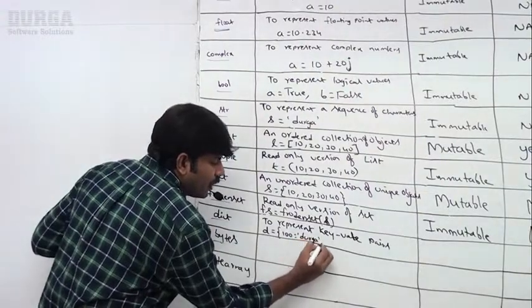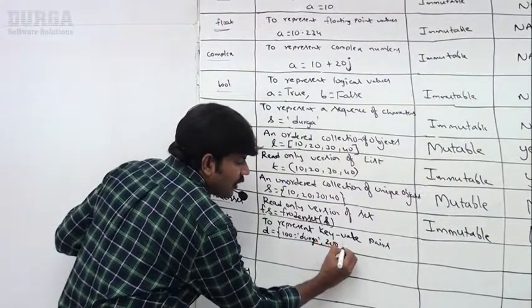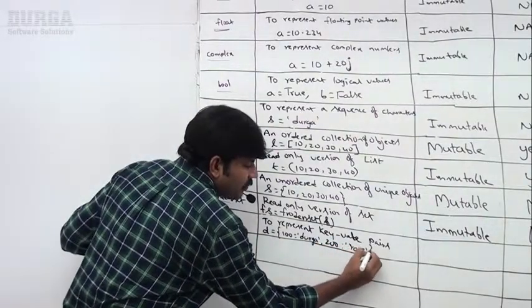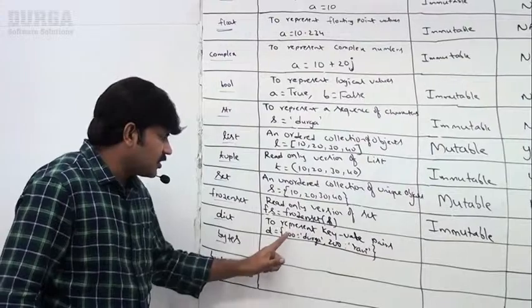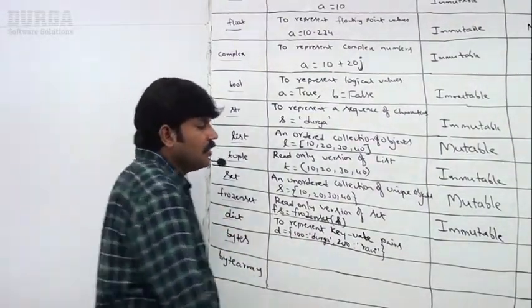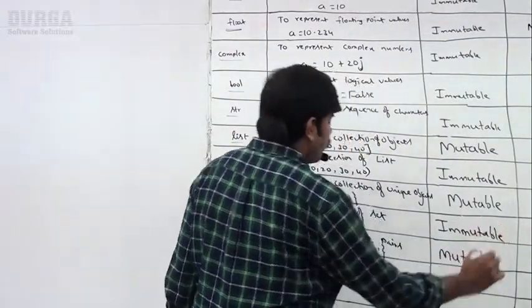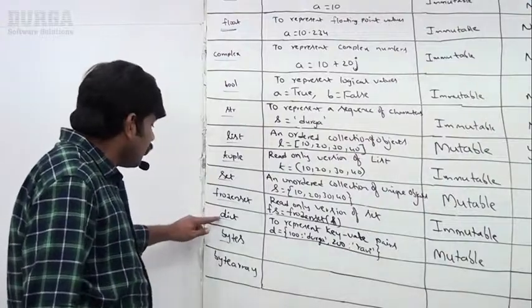Key colon Durga, like key value, comma, 200 colon Ravi. Like this I'm taking, sir. So, two key value pairs I'm taking. Now, is dict mutable or not? Happily, you can perform any changes, right? No problem at all. Dict itself is mutable, sir.